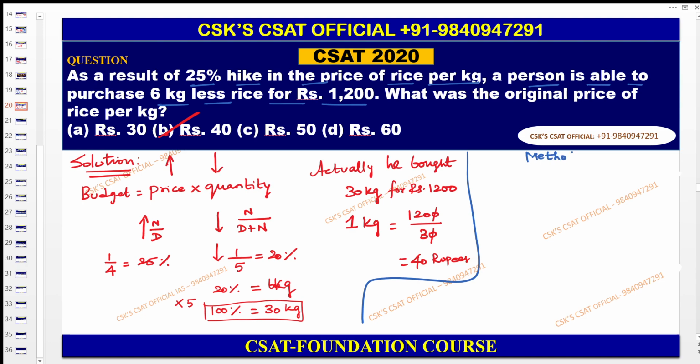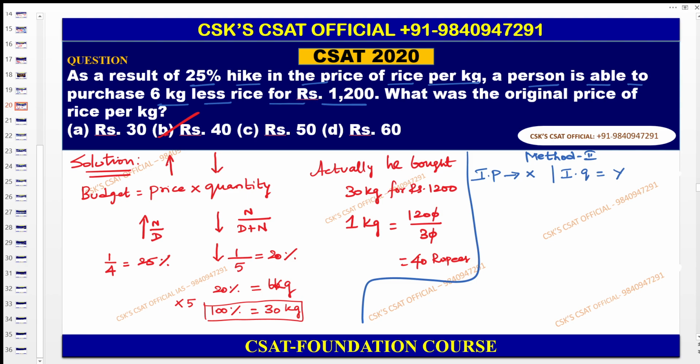Same concept you can apply. The budget is equal to price into quantity. Now you can take the initial price, IP, as X. Then IQ means initial quantity, as Y. Initial quantity as Y.